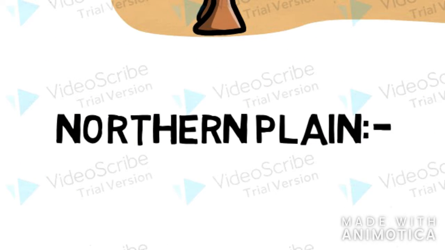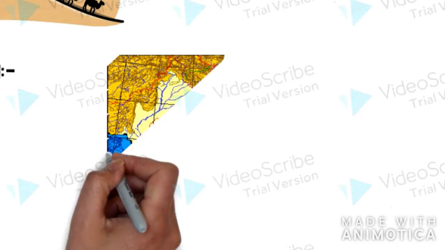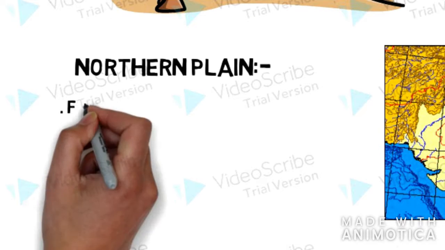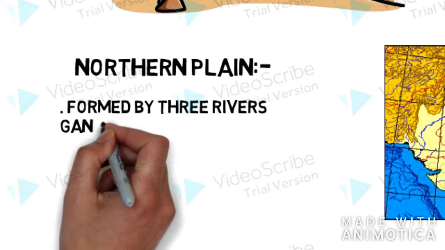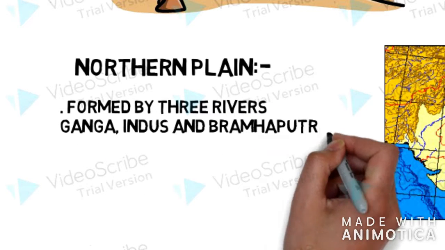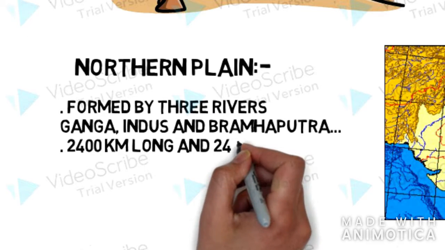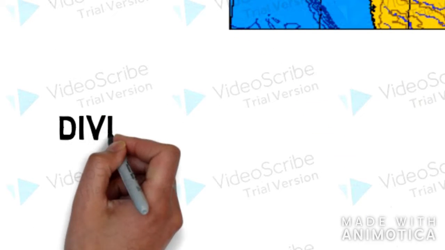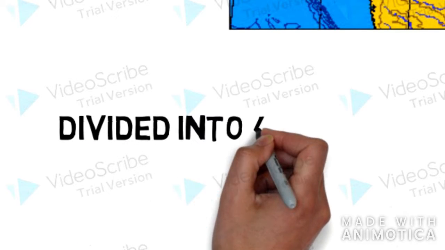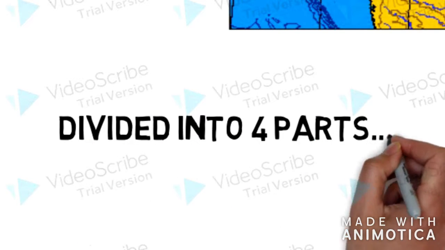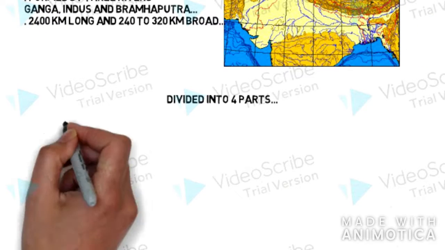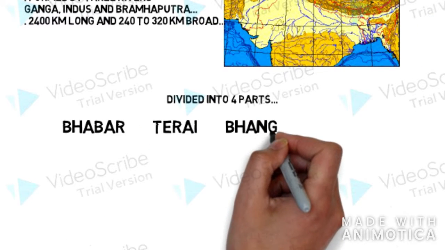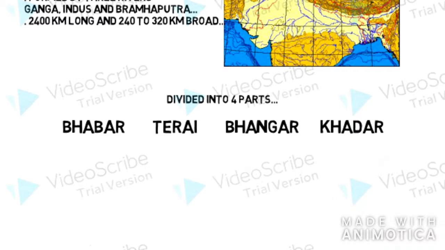Now let's go on to the northern plain. Look at it in the map. Just after the Himalayas is the northern plain. They say that it's formed by the 3 rivers, Ganga, Indus and the Brahmaputra. They are 2,400 km long and 240 km broad. Now they are divided into 4 parts broadly. What are those 4 parts? First is Bhabar, Terai, Bhangar and Khadar.